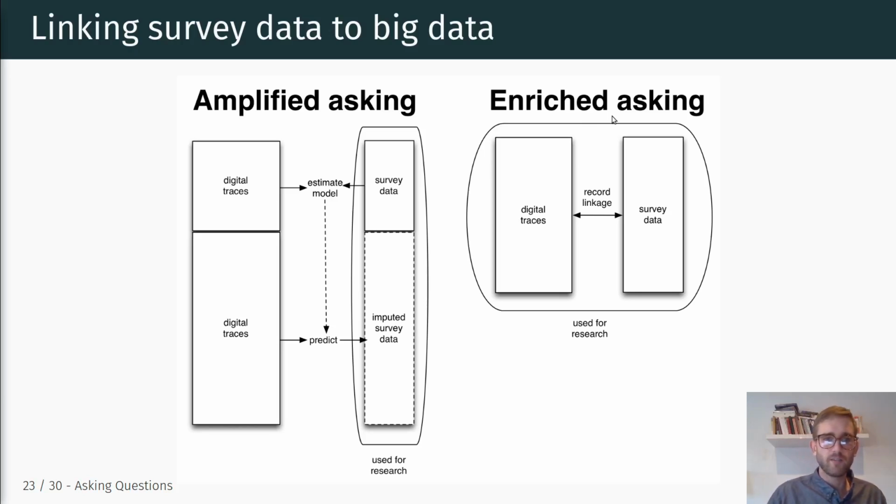Enriched asking on the other hand describes record linkage between survey data and digital trace data combined in order to answer social science research questions, right? And so one of the examples that we have here that I'm not going to talk about in the video, but that we're going to talk about in the Q&A session, is the Guess et al. paper on misinformation and Facebook usage, right? So that's an example where we have survey data combined with additional big data sources, and that record linkage between these two types of data sources is what is used ultimately to answer social science questions, right? So both are important, but both are structurally different in how we're using these additional data sources and linking them to survey data.